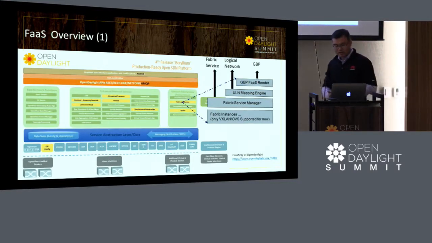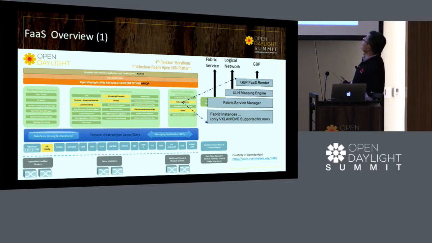So this just gives you the overview of the FAST software architecture. We exposed a few northbound interfaces at different levels. We support GBP as well. We have a GBP Fast Render. You can use the GBP Fast Render, and in that case you can leverage the GBP model. It automatically maps the GBP model into the physical network.